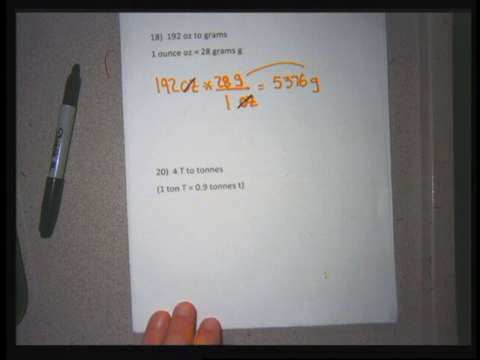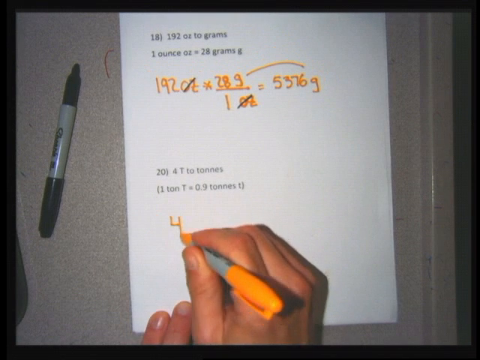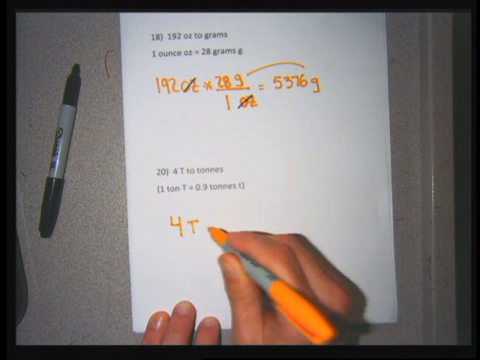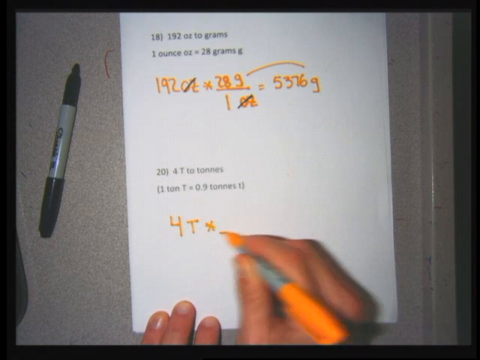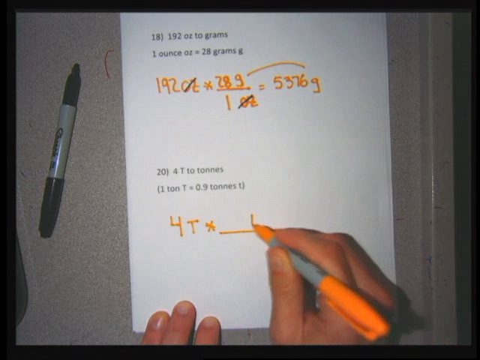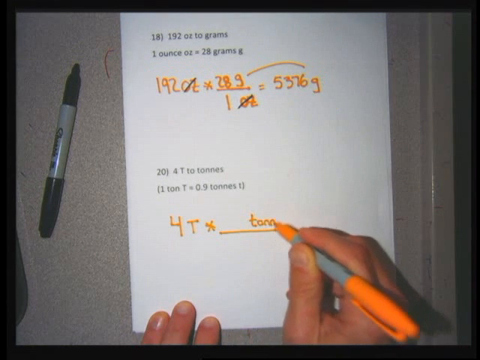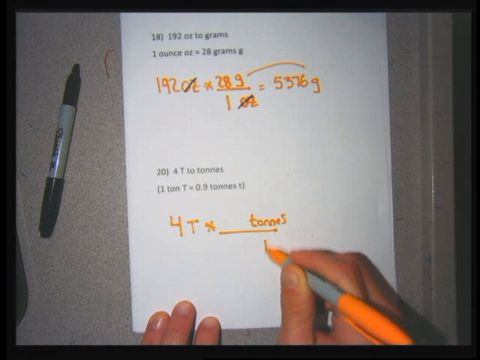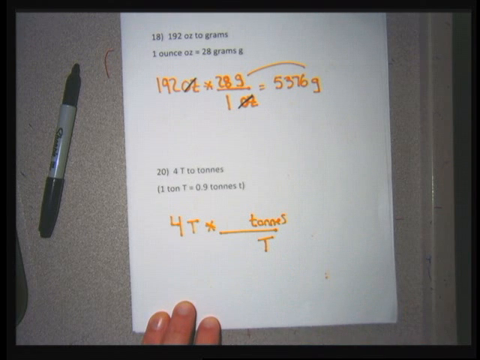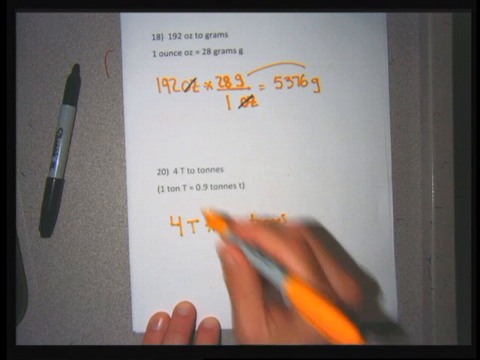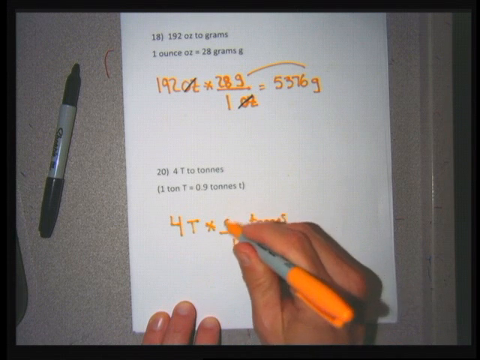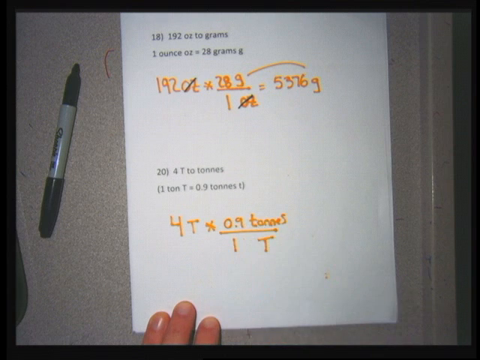20 is basically the same problem. I'm going to take my starting unit, which is 4 tons. I'm going to multiply by a fraction. In the numerator goes the unit that I want, which is the metric tons. In the denominator is the unit that I have, which is English 2,000 pound tons. And now I'm going to put numbers next to each. Again, the numbers that I got from the table. Didn't make up any of these.